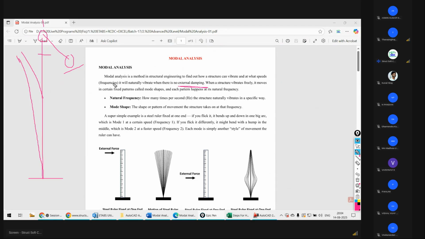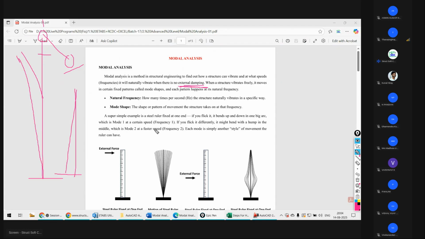So here the same wording is used: modal analysis method, structural analysis to find out how the structure can vibrate, and at what speed, at what time period it will naturally vibrate when there is no external damper. It has to come to its static condition with its own damping property, there is no external damper there. Okay, you will not find this in every structure, it is a very costly, very expensive practice. In a very iconic structure, a very tall structure, a very important structure, there we implement the concept of the external damper. So it is not an easy practice.